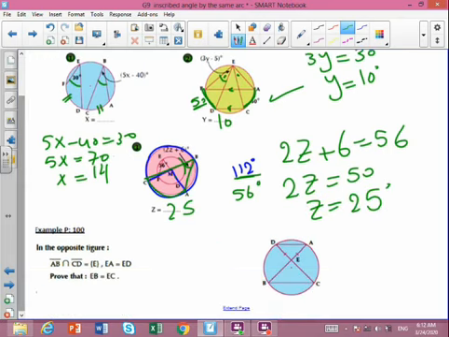Okay, see, this is an example as proof. They are so easy, by the way. In the opposite figure, AB and CD intersect at point E. EA, this part only, equals ED, so these two sides are equal. Prove that EB equals EC.